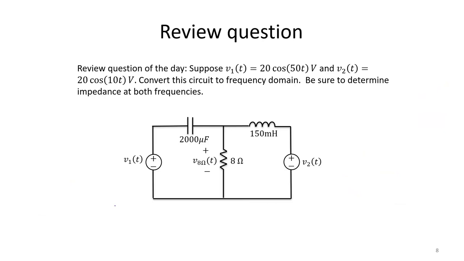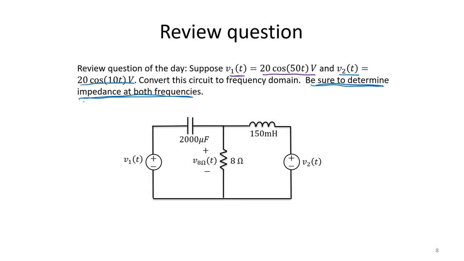All right, so before we move on, let's do one last review question. And we're going to return to this circuit a little bit later when we cover superposition. Notice in this circuit we actually have two sources. We have one source, V1 of t, and we have a second source, V2 of t. So here we are being asked to convert the circuit to frequency domain. Notice this extra bit. Be sure to determine impedance at both frequencies.